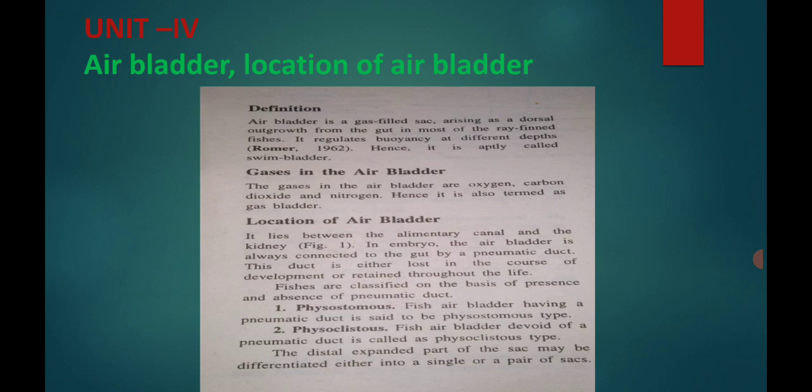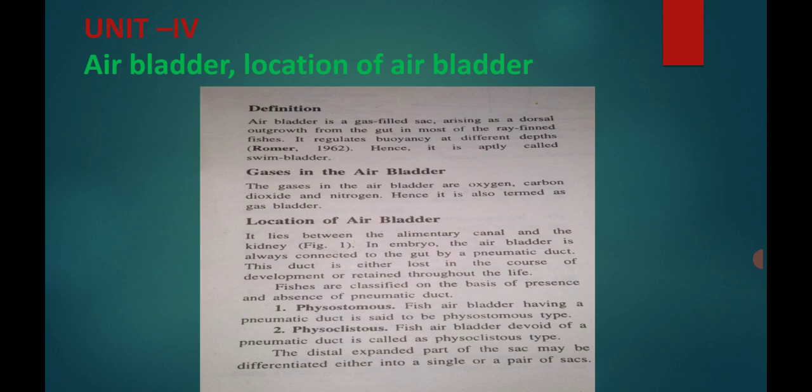This duct is either lost in the course of development or retained throughout life. Fishes are classified on the basis of the presence or absence of the pneumatic duct. First is Physostomous: a fish air bladder having a pneumatic duct is said to be of the Physostomous type.